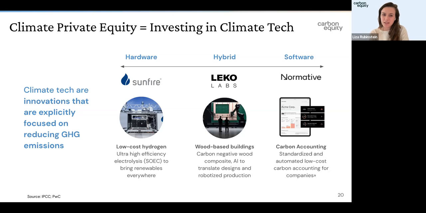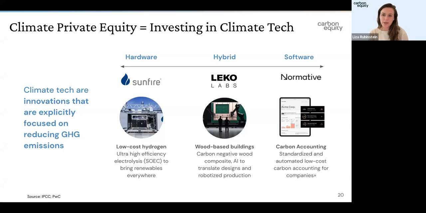And let's start on the right with software. It's kind of the traditional venture capital game. There's actually a lot of software that we need to get to net zero greenhouse gas emissions. An example there is Normative. It's also in our portfolio. It's a carbon accounting tool based on a financial statement. So with very light actual manual labor, it can give you a very accurate estimation of your carbon footprint, which then helps companies prioritize where they should begin decarbonizing their business.